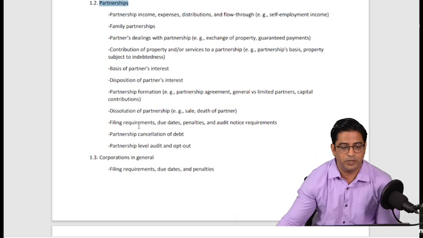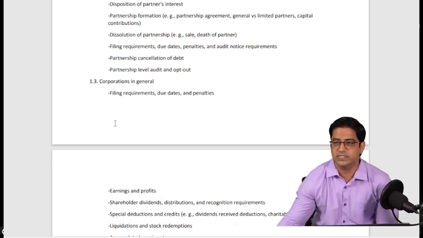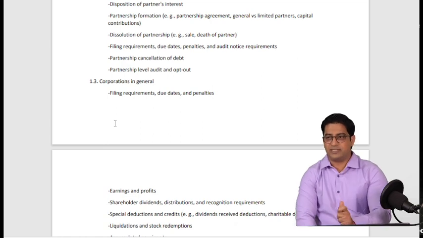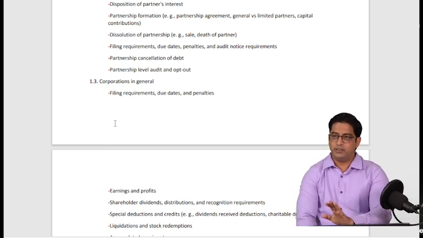After partnerships, we'll look into corporations. Okay. Corporations, if we mention corporation, it is the C corporation. If we just say corporation in US jargon, it's a C corporation. Unless we mention S corporation, it is not an S corporation. If we say corporation, it is a C corporation.